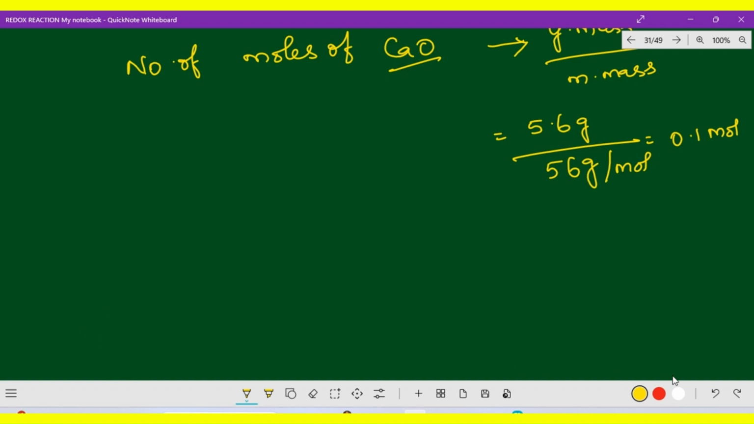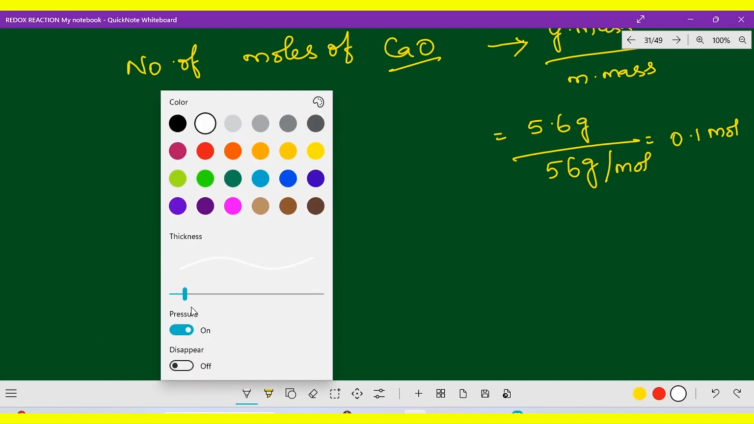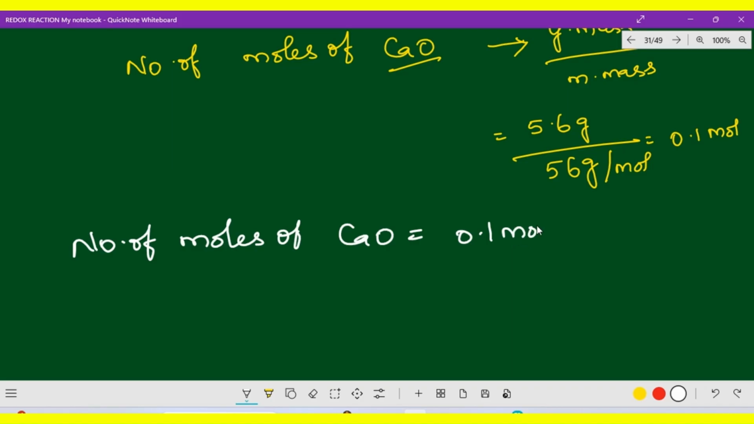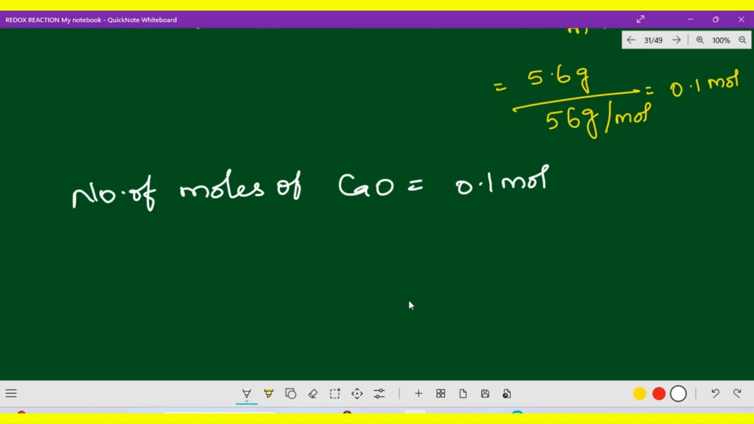So how to identify? Here I just mentioned number of moles. I just raise the size. Number of moles of CaO equal to 0.1 mole. Right. Now the next point, number of moles of calcium carbonate you have to identify. So that is number of moles equal to what, according to the balanced equation.